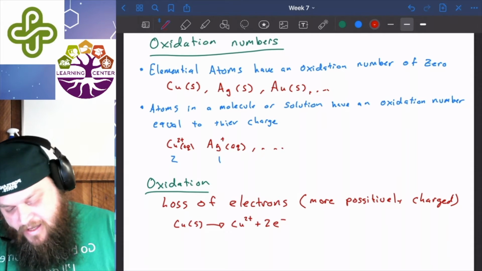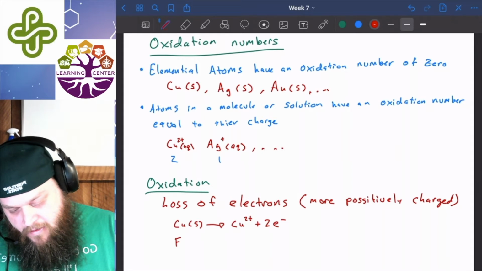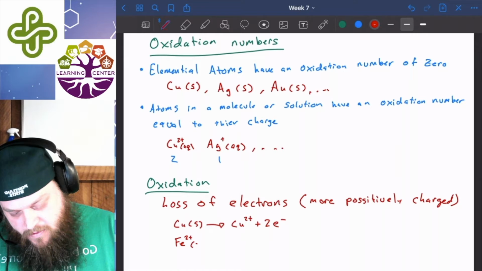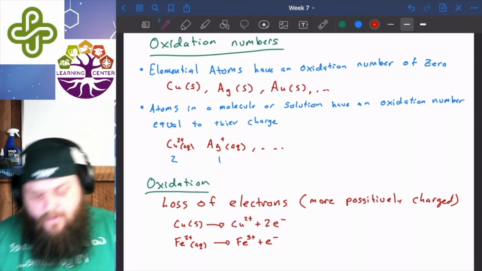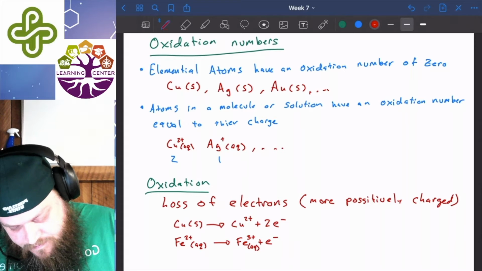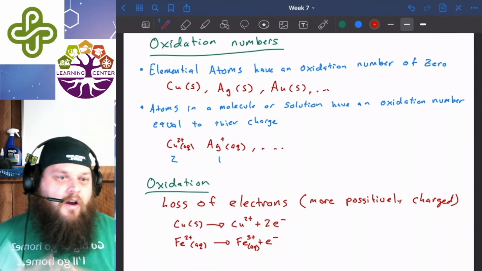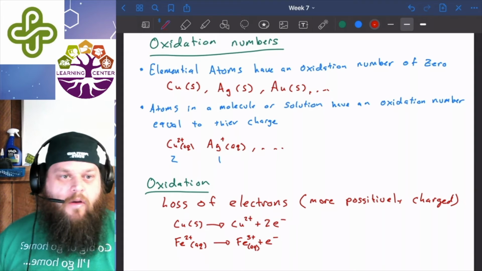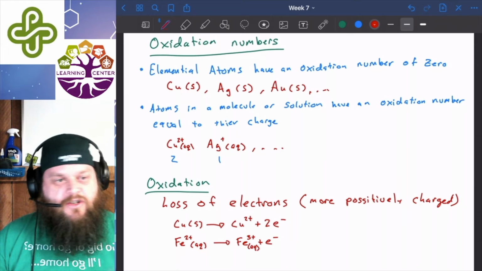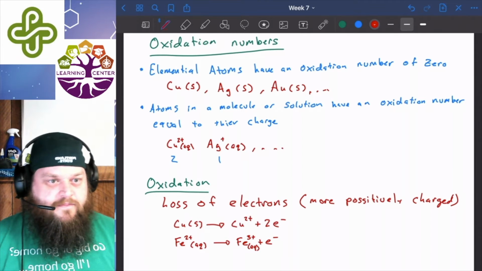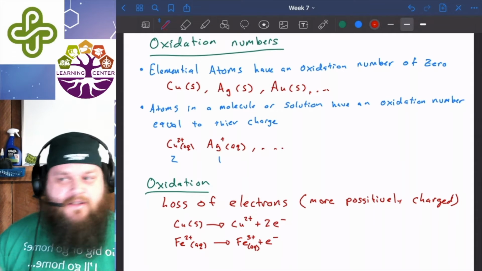We could also see this as iron 2 plus, which can be aqueous, and that would turn into, let's say, iron 3 plus plus an electron. And this is also aqueous. So you notice in this case, our iron was charged and had an oxidation number of 2, but it moved over and got an oxidation number of 3, and in doing that, it shed an electron as well. So these are different examples of oxidation.